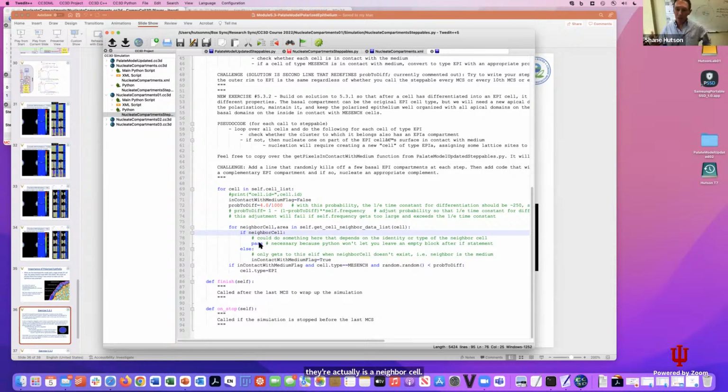And this is where it's a little bit tricky, because if the medium is one of the cells that's in contact with it, then if neighbor cell will return as false. And so we do if neighbor cell, and if that doesn't evaluate to true, then we end up under the else down here. And we can say, all right, the neighbor cell actually didn't exist when we checked it. That means it was medium. And so the in contact with medium flag becomes true. And then if that flag is true and the cell type was mesenchymal and a random number we pick is less than the probability, then we just set the cell type to epi.